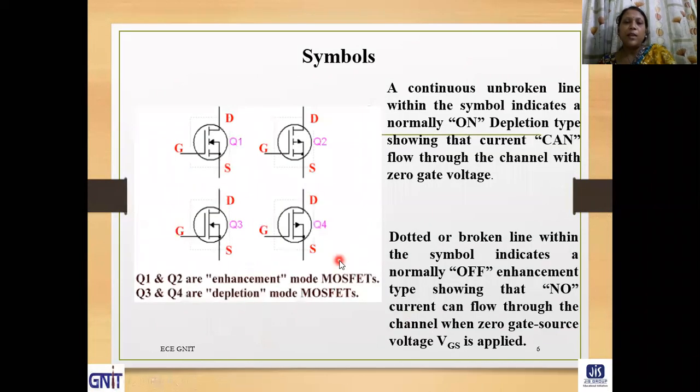Moving to the next slide, this is the symbol of enhancement mode MOSFET and depletion mode MOSFET. These lines are broken to indicate that there is no channel present between the source and drain at zero bias condition, or at the time of fabrication. But for depletion type MOSFET, this line is continuous, which indicates that there is a channel at the time of fabrication or under zero bias condition, and the channel is continuous. Current can flow between drain and source terminal.